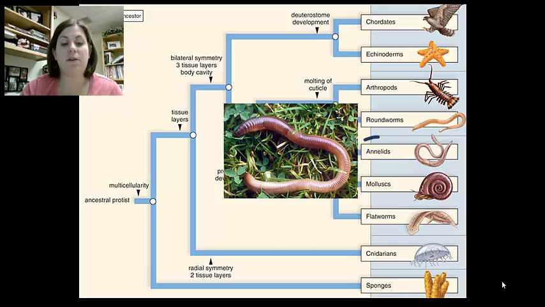The last group of worms are the annelids. This is the phylum Annelida. These are the segmented worms. You can notice that they have segments. Now this phylum consists of three groups: the oligochaetes, the polychaetes, and the leeches.